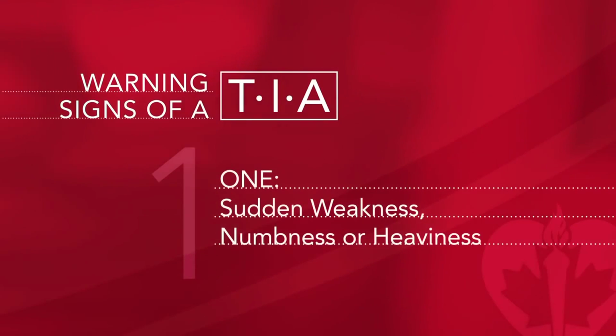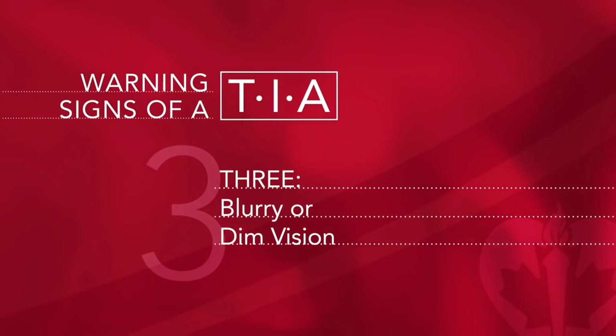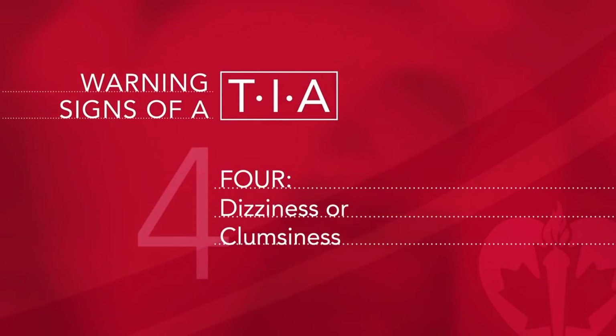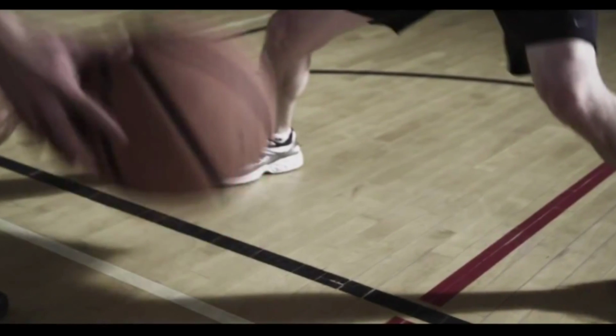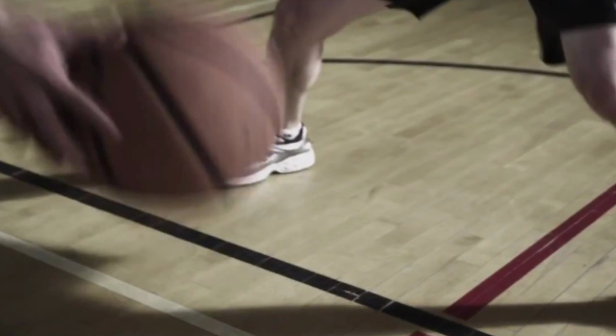A person may suddenly feel weakness, numbness, or heaviness, even in a small part of the body, like the hand, the face, or the foot. It may be hard to speak or understand words. Things may look blurry or dim, and a person might feel dizzy or clumsy on their feet. They might also experience sudden headaches, which feel like severe migraines. Here's a look at how a TIA may manifest in a day-to-day activity like playing basketball.